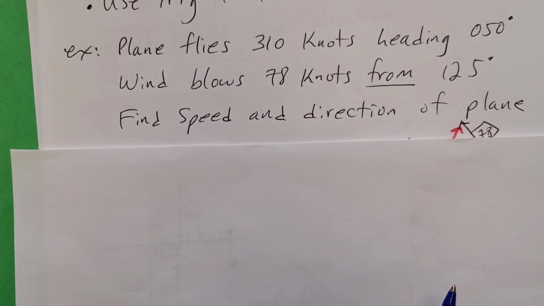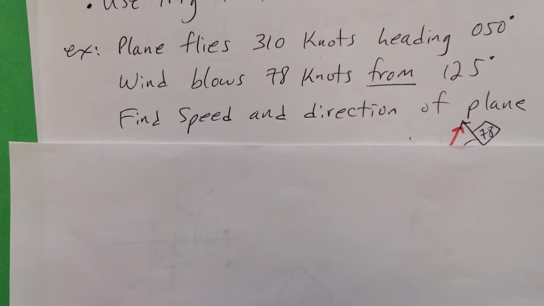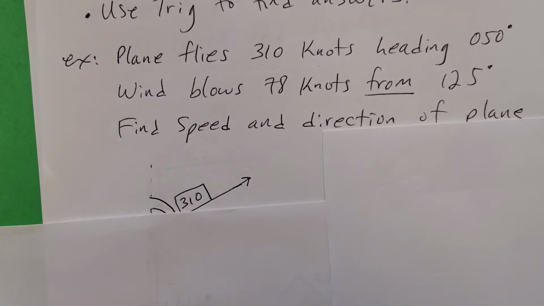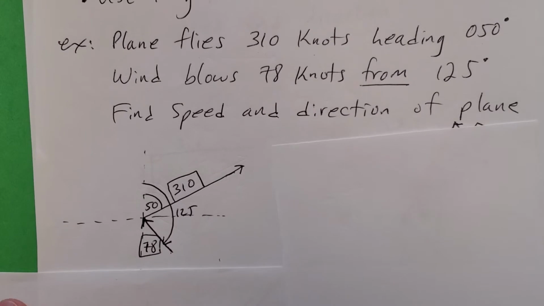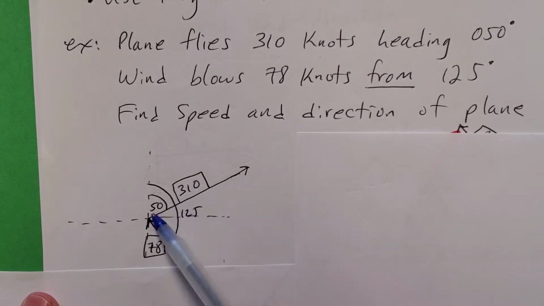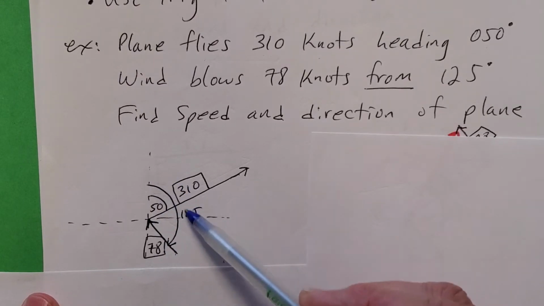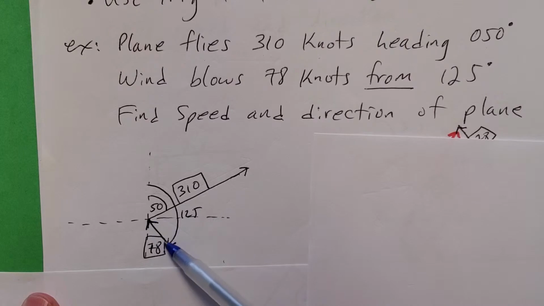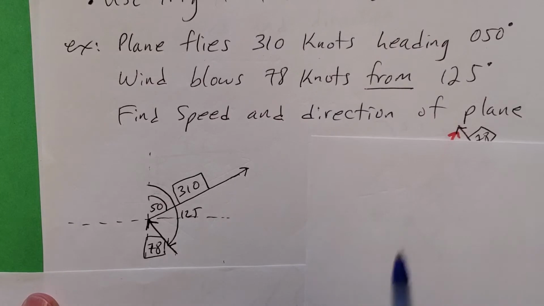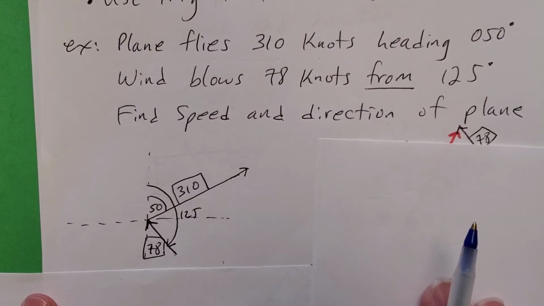Okay, so let's do it a little neater for the notes' sake. So there's my plane, 310, 50 degrees. Then I go to 125 degrees and draw a smaller vector going the other direction, because it's from 125, from the front, right? If the wind blows from a direction, it's coming towards you, right? That's another way to say it.